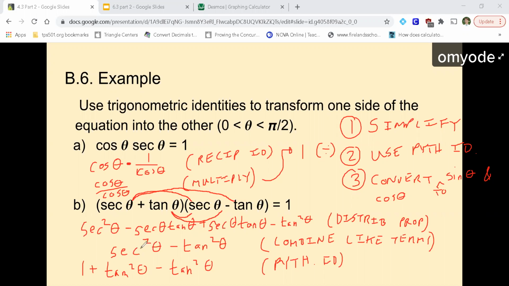And now that I've replaced secant squared with its Pythagorean identity, 1 plus tangent squared, you can see that this is going to finish for us pretty nicely. Tangent squared minus tangent squared is 0. So our final answer then is 1, again by combining like terms, which I abbreviated there as CLT because I ran out of space.